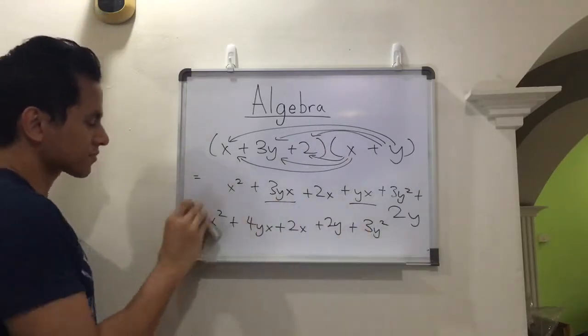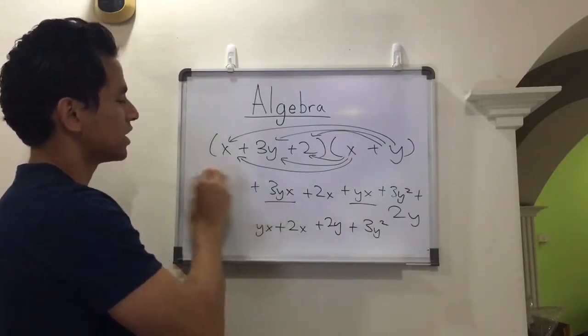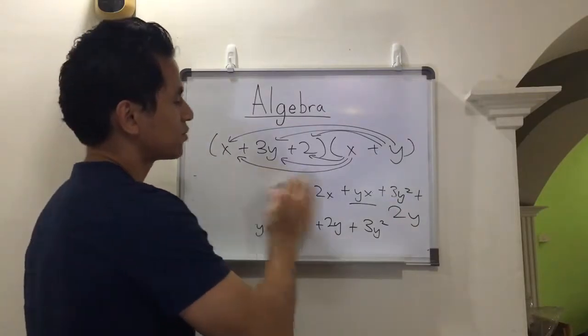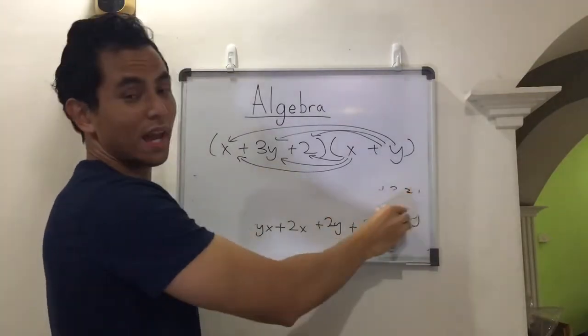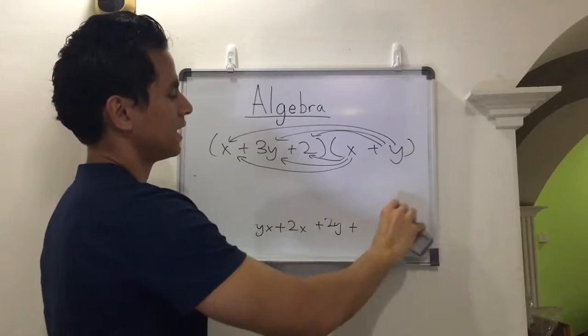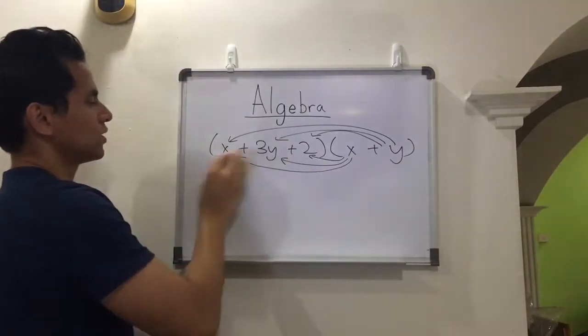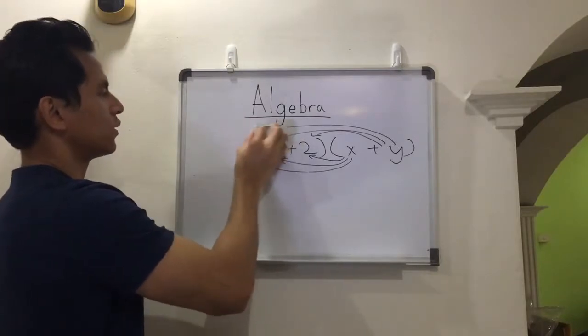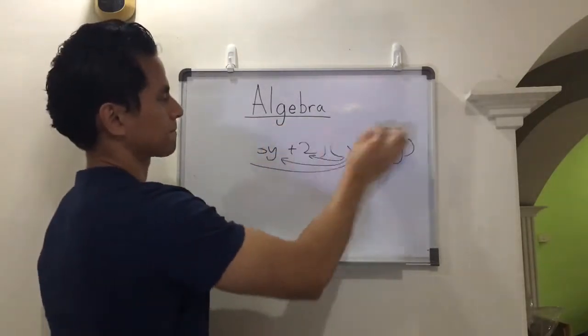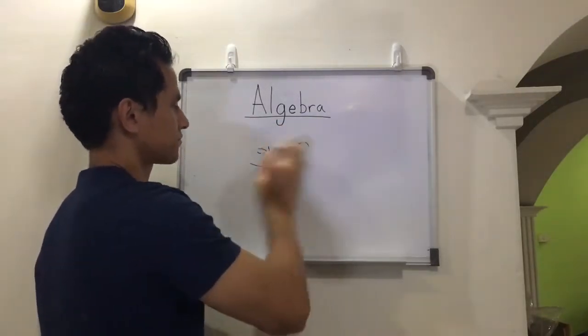So let's move on. Let's say again we are doing 3 terms times 2 terms, and this time we have negative signs involved. It gets tricky, but it can be done. We just have to be very careful. So let's see.